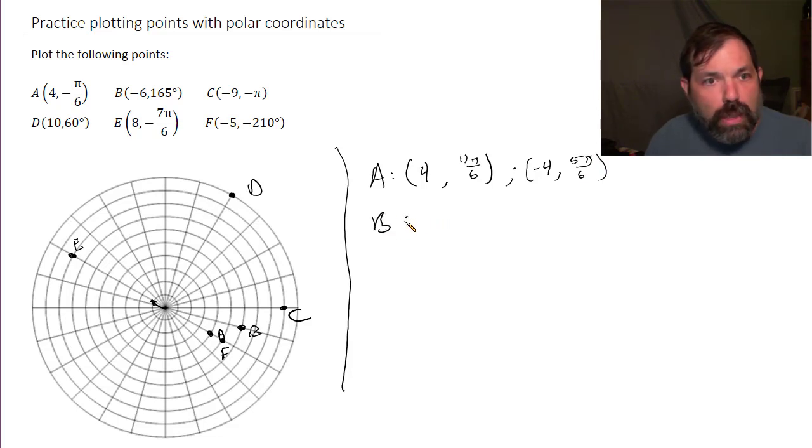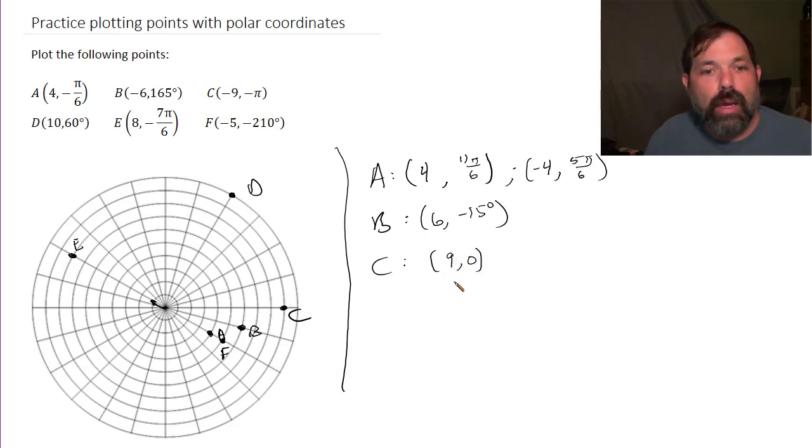Point B was negative 6, 165 degrees. How about if we had 6 and negative 15 degrees? That would work. And again, there's more than those. Point C was negative 9, negative pi. How about the point 9, 0, right? If the angle was 0 and I stepped out 9 spaces, that would get me to the same place. I could have used 9, 2 pi. That would also work. Again, there's many others that I could use.